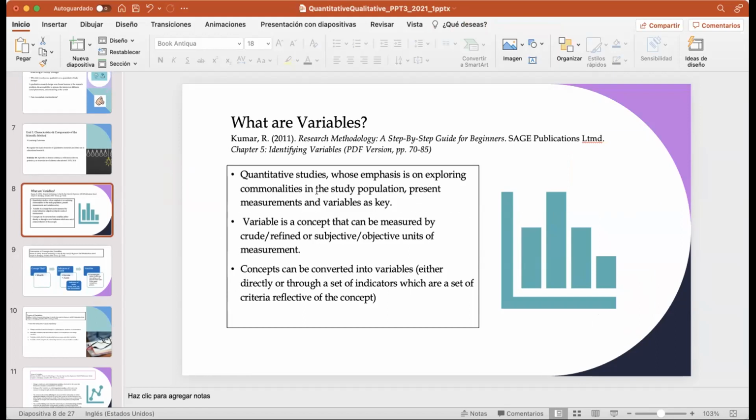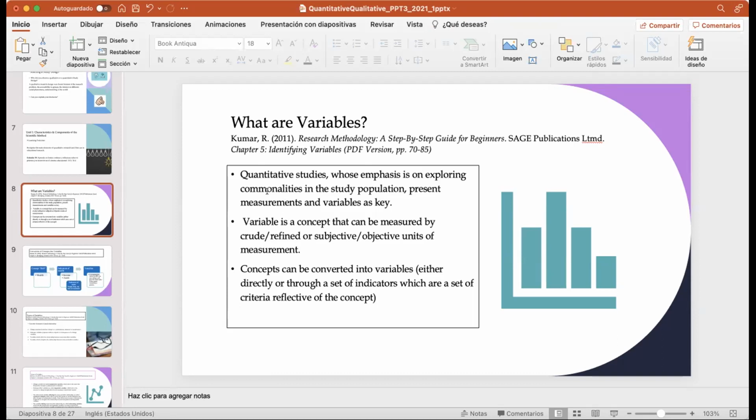So, exploring commonalities in the study population, present measurements and variables. That is why we are always thinking of numbers when we think of quantitative studies, because we need to measure, yes, medir, mediciones. So that is why quantitative research studies are worried about numbers, about the quantity of people participating, looking for what they have in common.